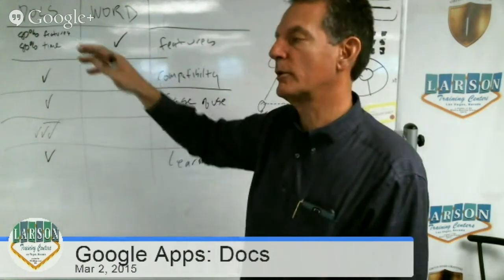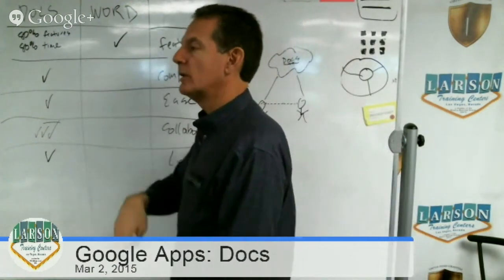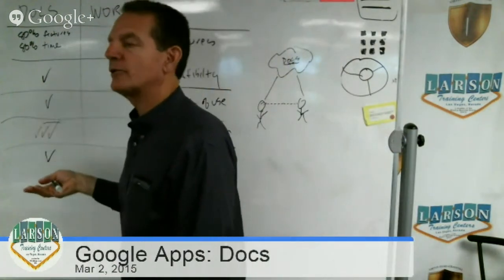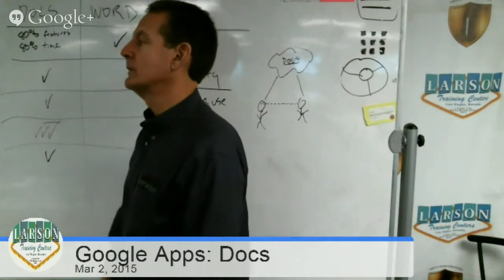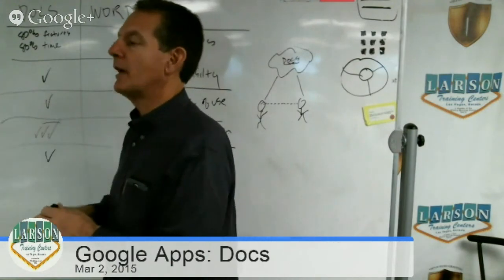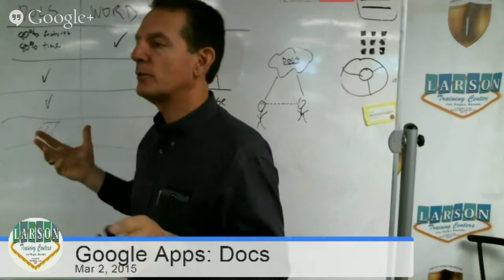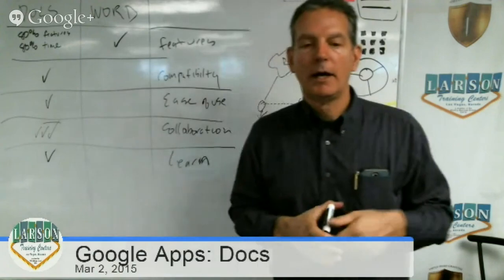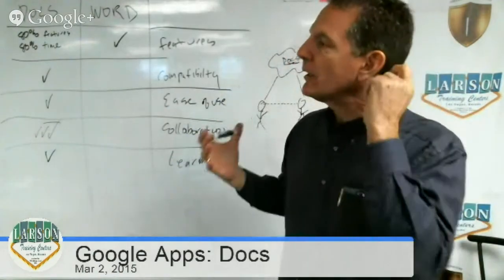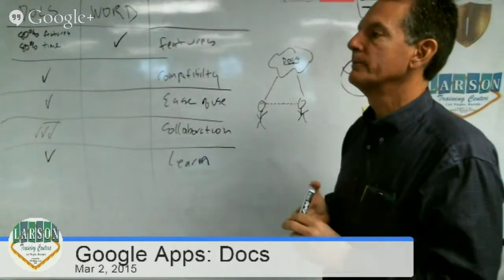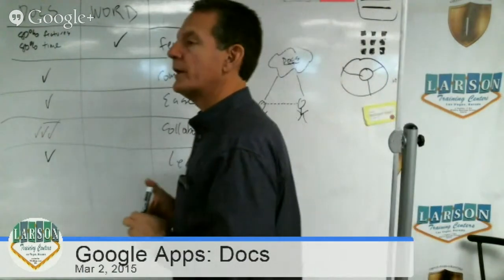So there's a little commercial that Google has of Hall & Oates working on the lyrics to a song. And one guy types in the words, and the other guy says, no, I've got better words. And he changes it. And it's done in real time. So this is a much better way to do things if you're working on something together.